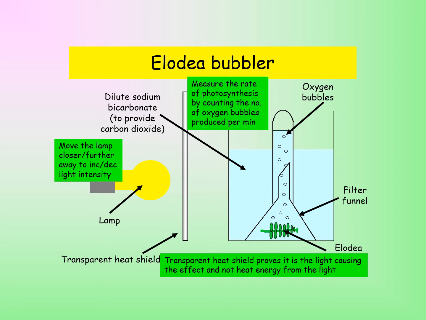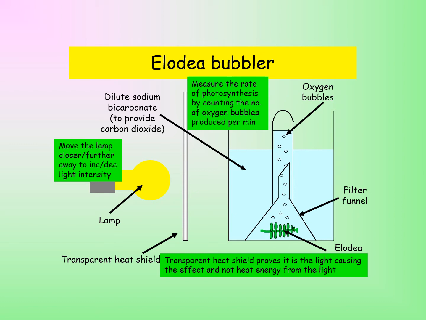Now, the transparent heat shield allows the light to get to the Elodea, but not the heat from the light. Because if you imagine moving the light closer to the Elodea without that heat shield, that would be you increasing the light intensity and the temperature. So you're changing two variables, and again, your investigation will not be valid. So we use the transparent heat shield to make sure that the only factor we're changing is the light intensity.